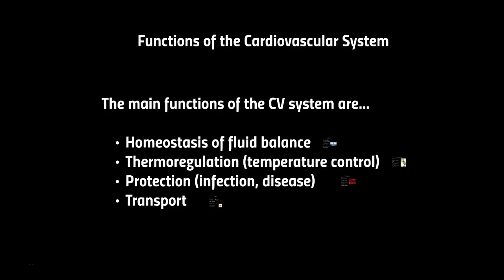The functions of the cardiovascular system can be broken into four main areas. First of all, we have homeostasis of fluid balance. We've then got temperature control, known as thermoregulation. The blood has the ability to protect us in a number of ways. And of course it is the major transport system of the human body. So we'll dive into each of these functions and have a look at them in a bit more detail. And this is accessible content that we're looking at here, so it's important that you learn and understand this information.